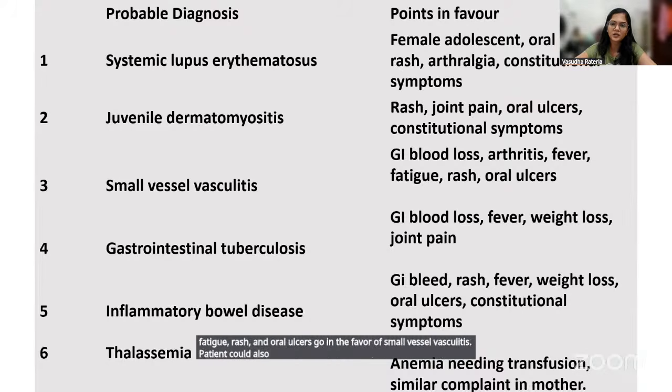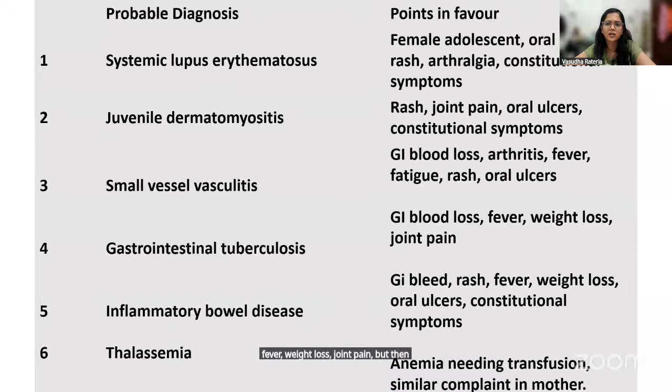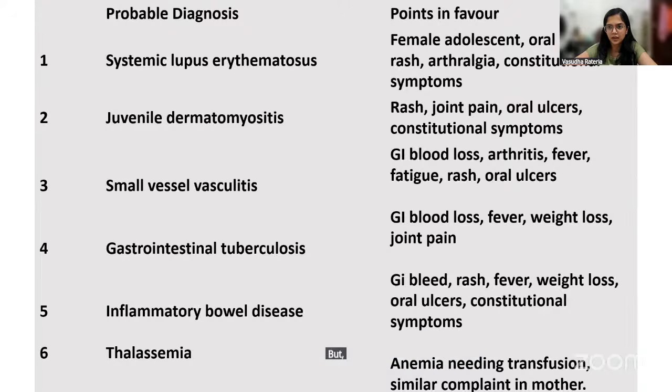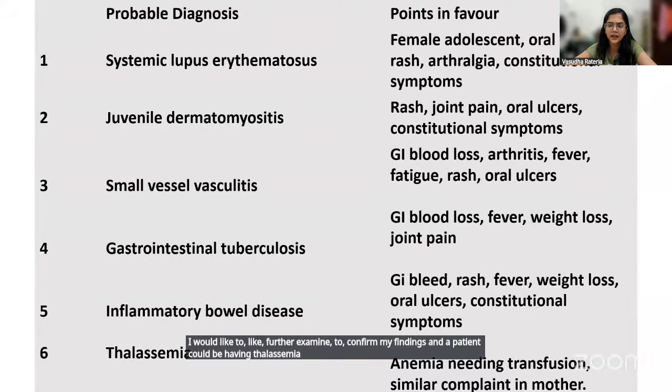Patient could also be having tuberculosis because she's having blood loss, fever, weight loss, joint pain. But then the rashes and the oral ulcers cannot be explained by tuberculosis. Patient could also be having an inflammatory bowel disease because she has bleeding, rash, fever, weight loss, oral ulcers, and constitutional symptoms. But I would like to further examine to confirm my findings. And patient could be having thalassemia because she has had anemia which requires blood transfusion, and there was a history of similar complaint in the mother as well.